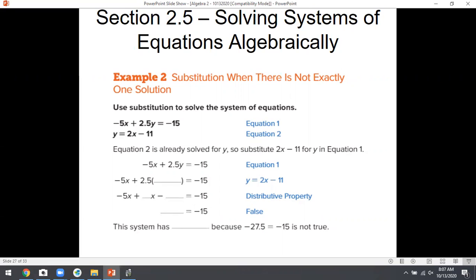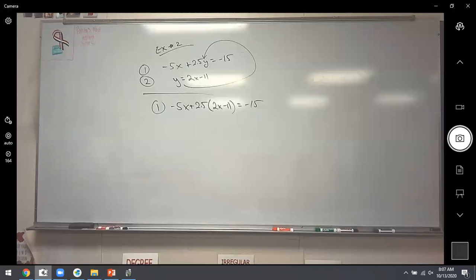All right, so equation 1 now will be negative 5x plus 2.5. It used to be y, but y is now 2x minus 11. Make sure you put parentheses when you put a whole expression in like that. The whole thing gets multiplied by the 2.5 right there. And that's still equal to negative 15. So now we have equation 1 kind of simplified down.